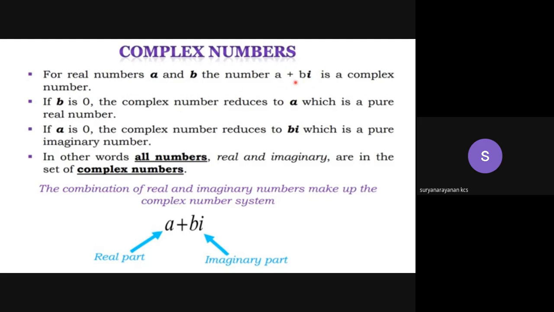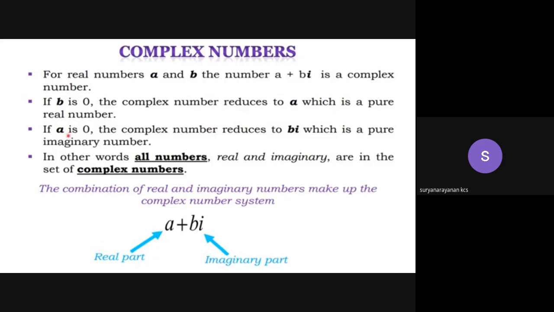Okay, my children? Right. If b is equal to 0, then what will you get here? The second term is 0. The complex number reduces to a. Isn't it, my children? This number reduces to a, which is a pure real number. Then the complex number is a pure real number. Understood this point, my children?